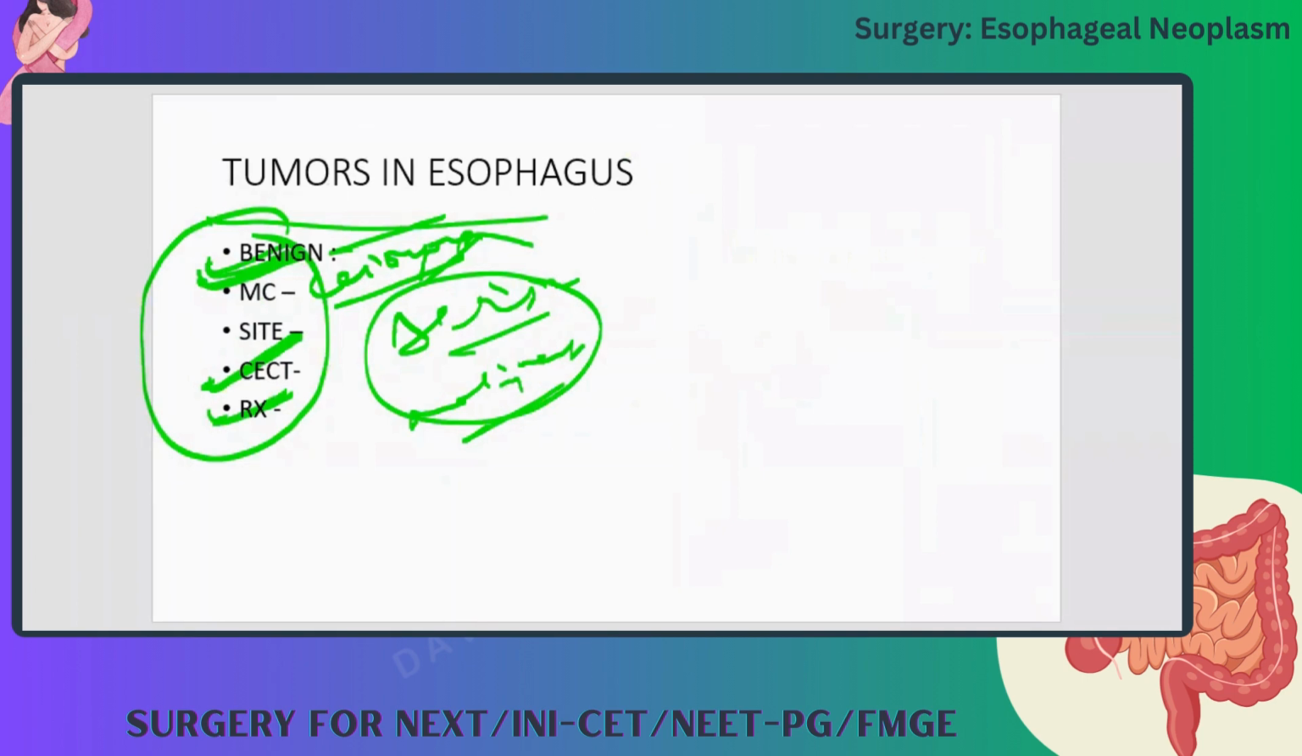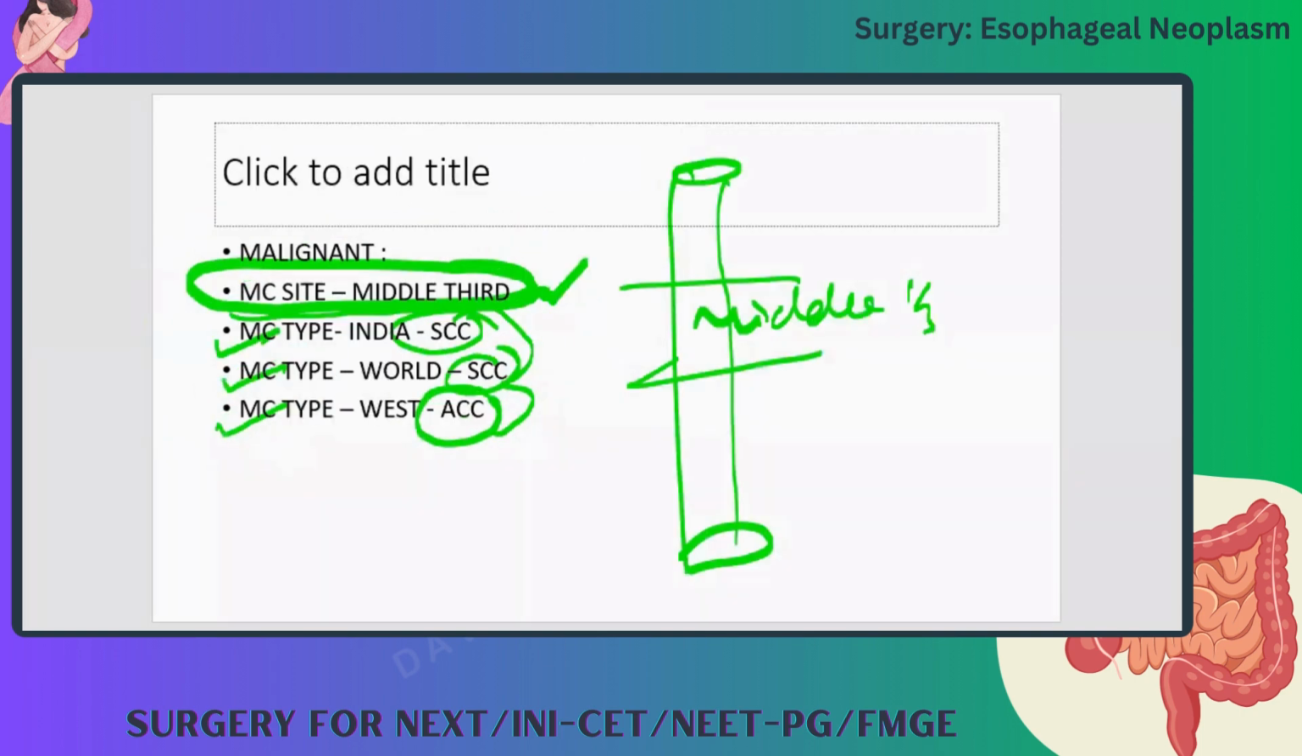From the site point of view, I didn't get it. The site is the middle one third or lower one third, but it is a little ambiguous. In Bailey, it is given as middle one third. In higher books, it is given as lower one third. So that's why it is a little ambiguous. Here, the most common site of malignancies is the middle one third.